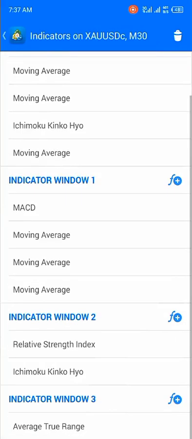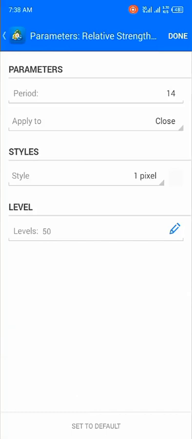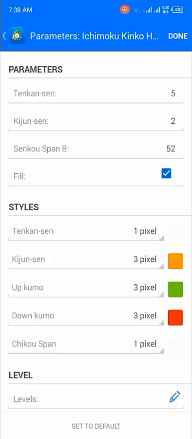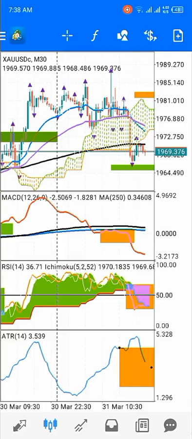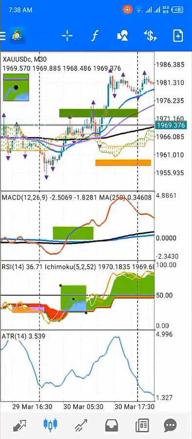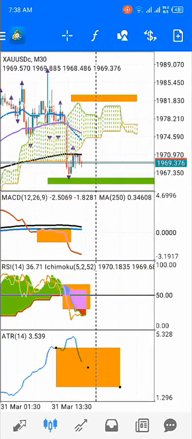Let's look at the parameters for indicator window 2. We have relative strength index, 14 period, apply to close, no color. Then we have Ichimoku, Tenkan-sen 5, Kijun-sen 2, Senkou Span B 52. Color is checked, color fill is checked. Kijun-sen is orange, up Kumo is green, down Kumo is red. Of course, when the color changes to green, you buy. When it changes to red, you sell.